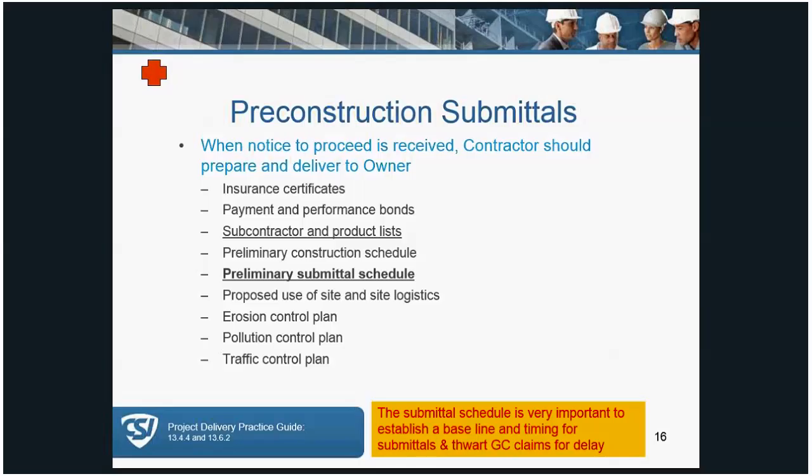This is very important if you're trying to mitigate or defend a delay claim later on. In addition to that, you're going to want to ensure that the contractor provides a subcontractor and product list so that that can mitigate or minimize the number of substitutions that might occur later on. Next slide.